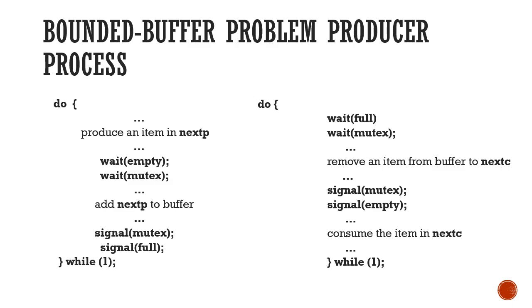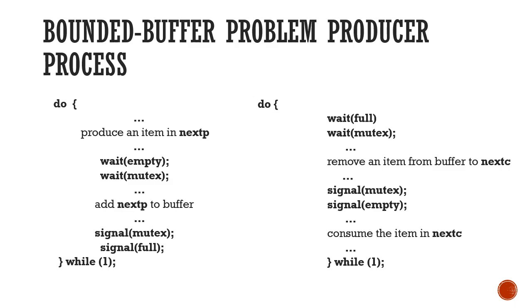After acquiring the mutex lock, the producer places the generated item, next, into the buffer. Signal. Mutex. The producer releases the mutex lock, allowing the consumer to access the buffer. Signal. Full. The producer signals the full semaphore, indicating that the buffer has new data available for the consumer. Repeat. This process is repeated indefinitely, as long as the system is running.